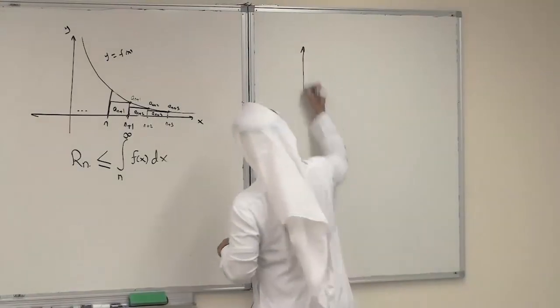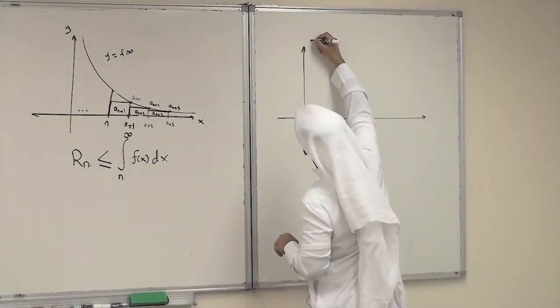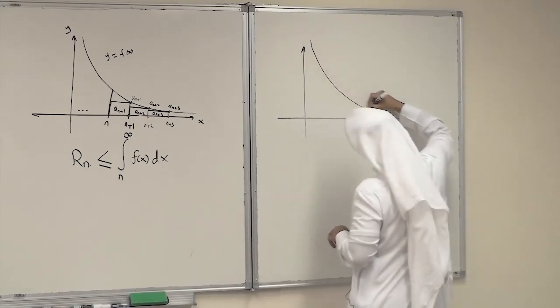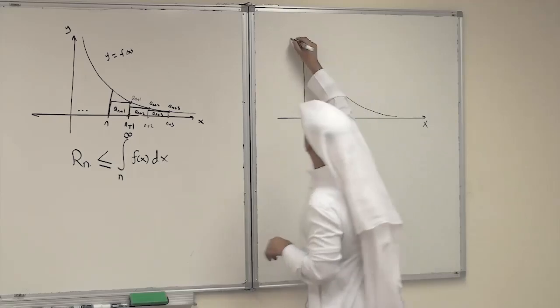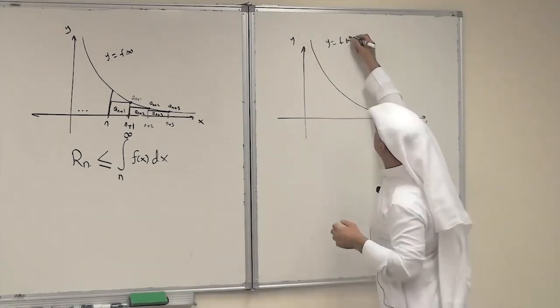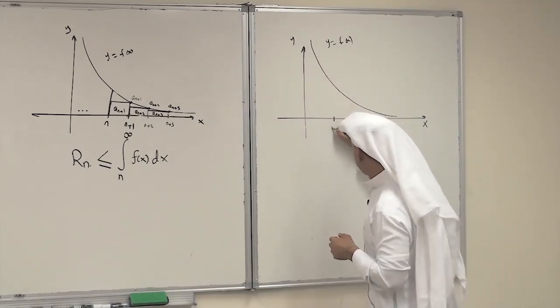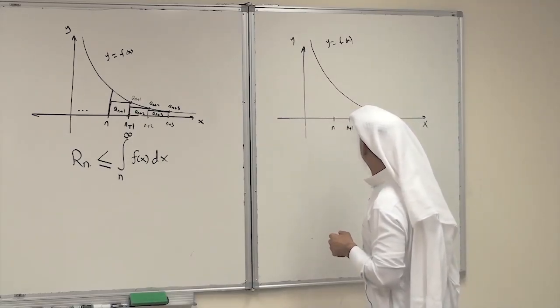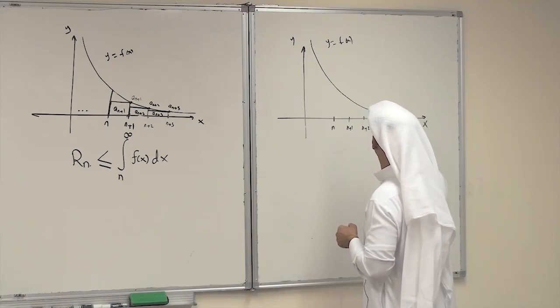So this is what we have. I'm graphing a decreasing, positive, continuous function, with x and y axes. This is y equal to f of x. I'm again trying to get an idea about terms like this. This is n plus 1, this is n plus 2, this is n plus 3, and so on. This is n plus 4, etc.